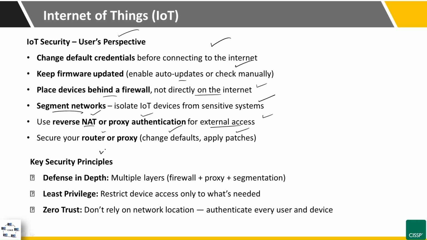Key security principles include defense in depth. As we already studied, defense in depth means to apply multiple layers of security such as firewall, proxy, and segmentation. Least privilege: restrict device access only to what's needed. And zero trust means do not rely on network location; authenticate every user and every device, even if they are trusted or your internal devices.